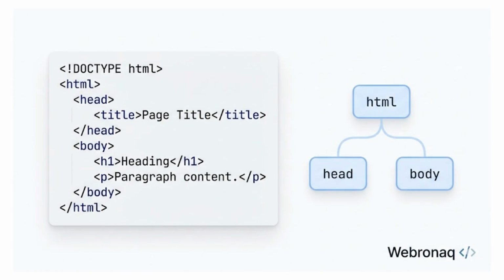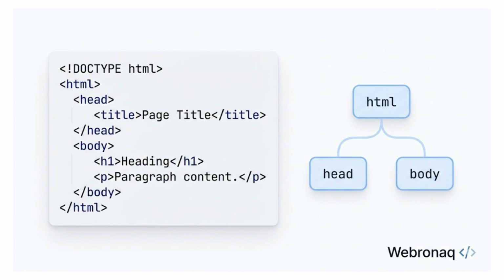Now look at this. Every HTML document is organized as a strict hierarchy, much like the file directory on your computer where folders contain other folders. In computer science, we call this a tree structure. At the very root of this tree is the HTML tag itself. Everything else lives inside it. Inside that root, the document immediately splits into two main branches.